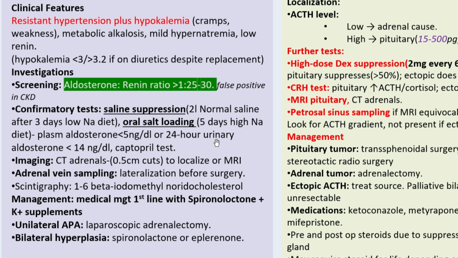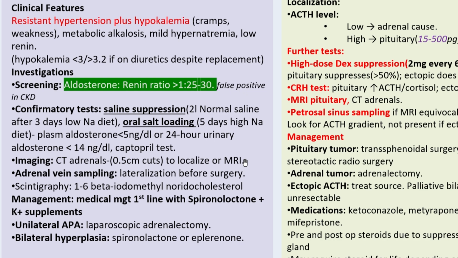Then we have imaging, after you have actually confirmed that this patient cannot be saline suppressed, or they really do have primary aldosteronism. The next step in management is that you want to localize. You want to find out, is it both adrenal glands producing the aldosterone, or do we have just an adenoma, because each of these is going to give a different management. If it's both, most of the time we don't do surgical management, but if it's an adenoma in one of the adrenal glands, then this patient is a candidate for surgery depending on other things.